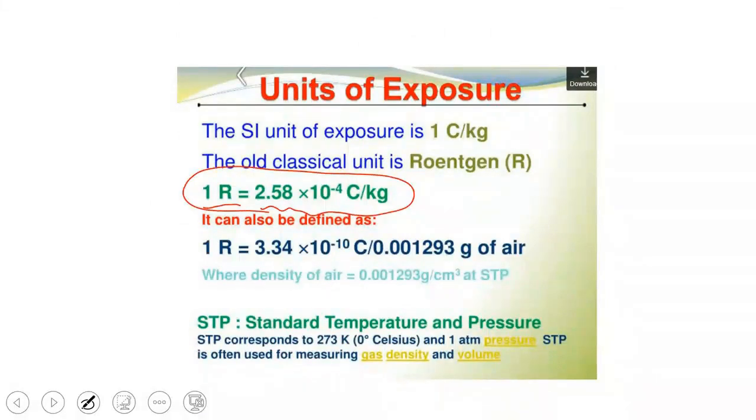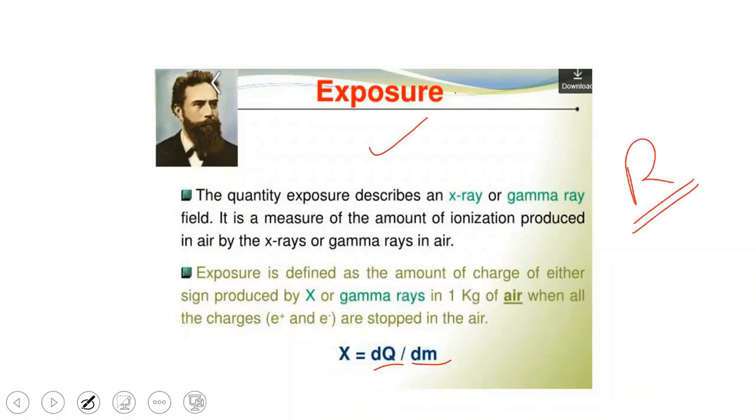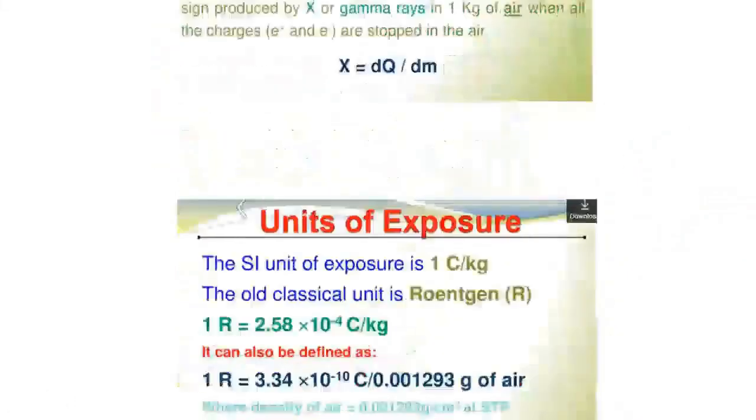This is a standard system, meaning there is something called coulomb per kilogram, and this is a classical unit, which is the Röntgen. This is the first point. So did everything happen to it? No, I have.